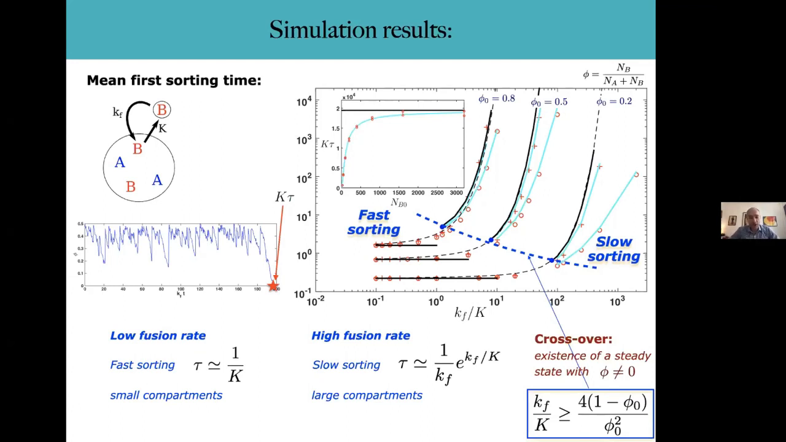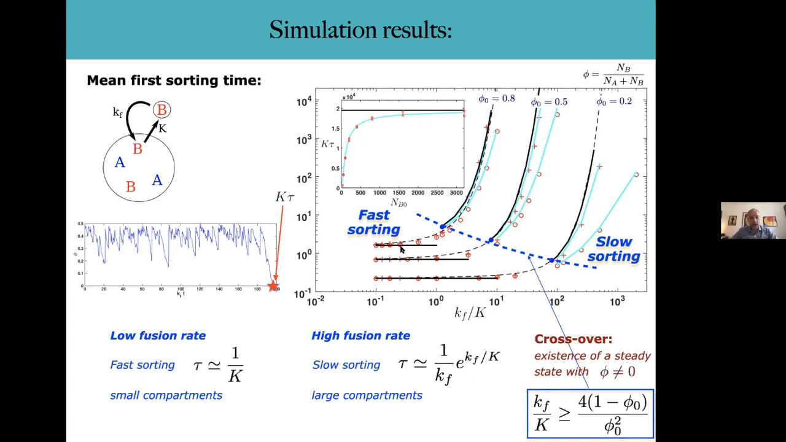Okay, so mathematically, there's no difference in the sense that it is not an abrupt transition. As you can see from the numerics, they go continuously from the fast sorting, where sorting is independent of the fusion rate, because fusion is basically irrelevant since it's too slow, to the exponentially slow sorting, where you've got this exponential sorting behavior. But it's a continuous process, right?